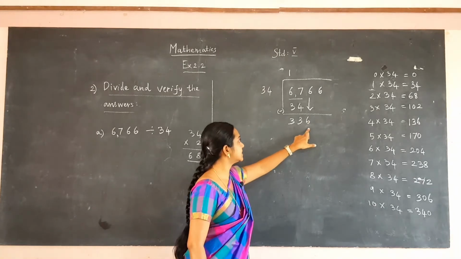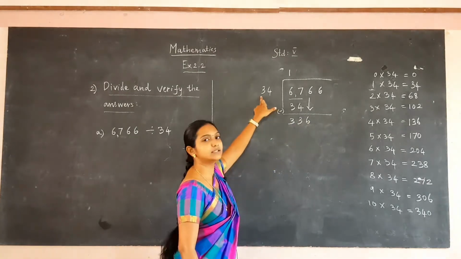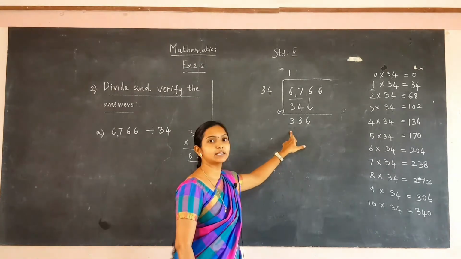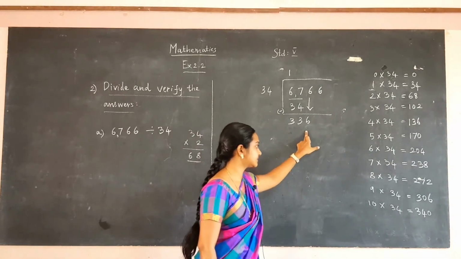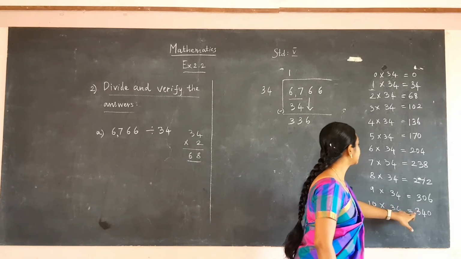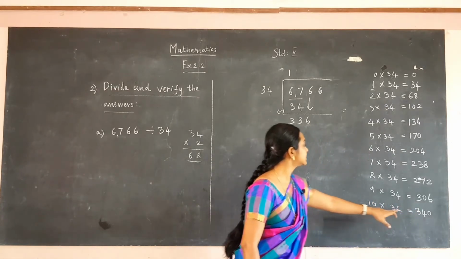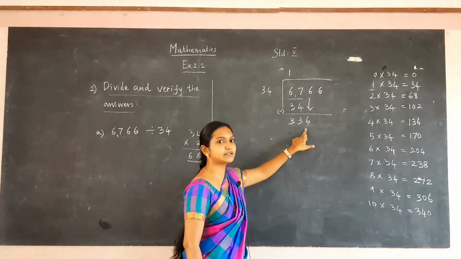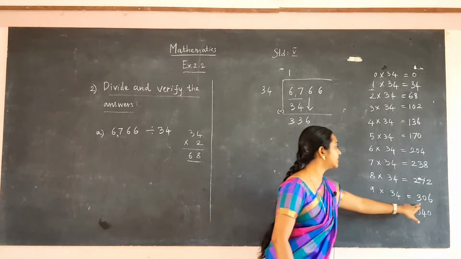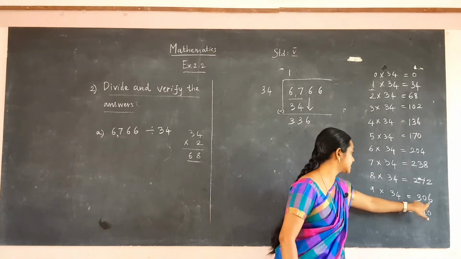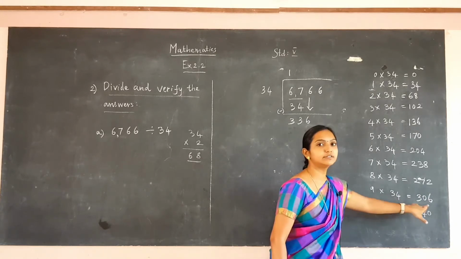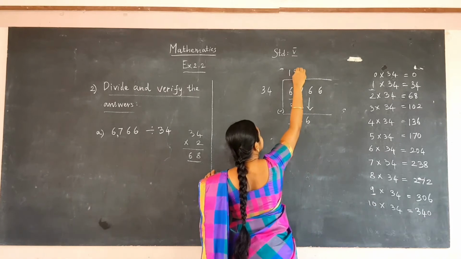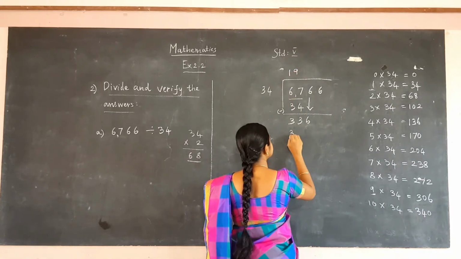Now 336 is greater than 34. Now we can divide the number. Choose a number nearer to 336. See here, 336, it is 340, but 340 is greater than 336. So choose the before number. The before number is 306. 9 into 34 equal to 306. So put 9 in the quotient and write 306.